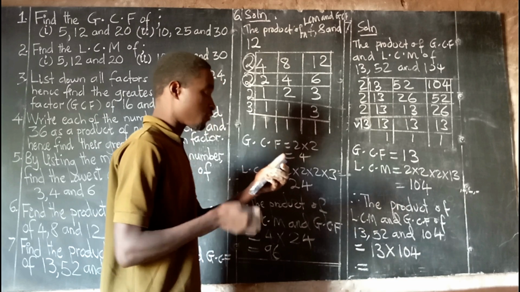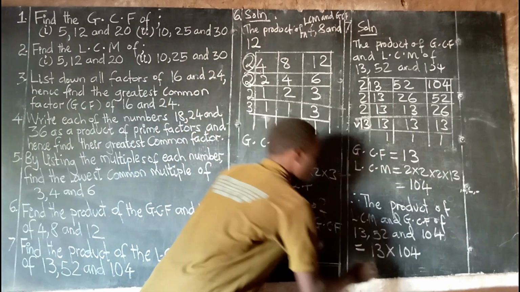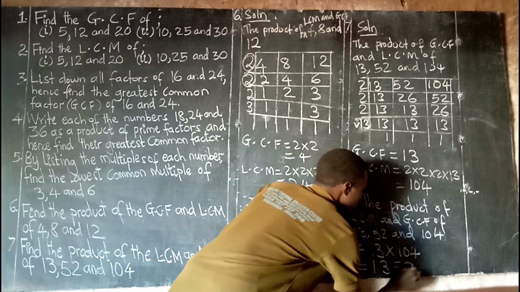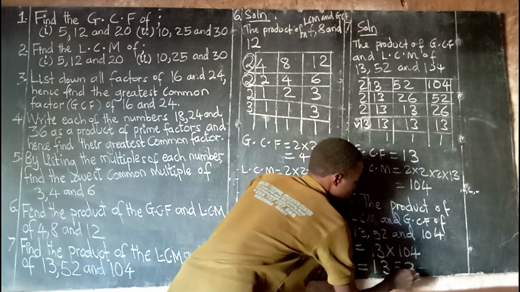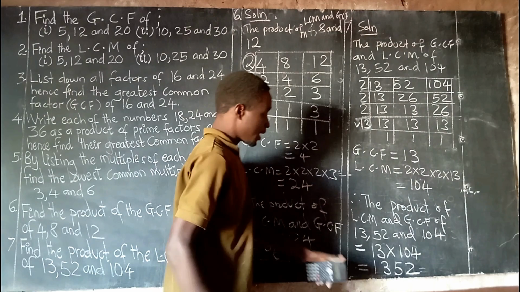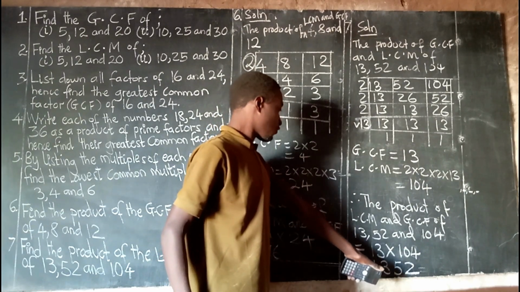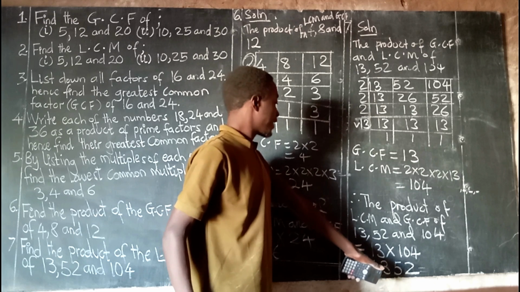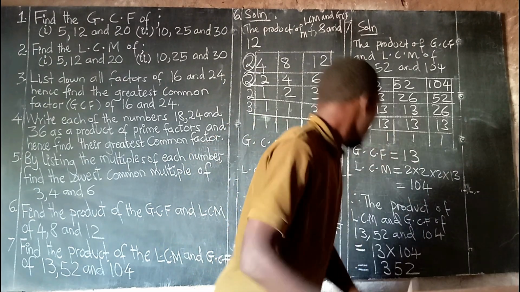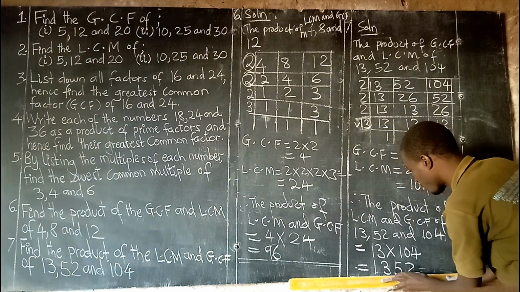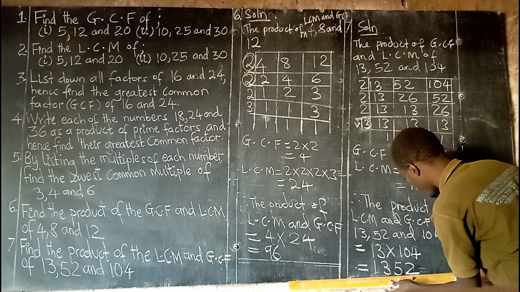13 times 104, we have 1,352. So this will be the answer. This will be the product of the LCM and GCF of 13, 52, and 104. As you can see, I hope you have understood well.